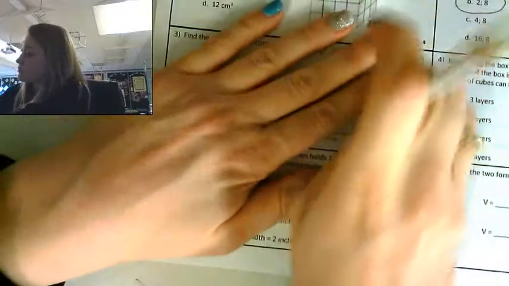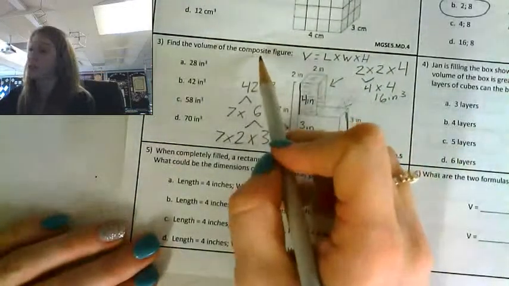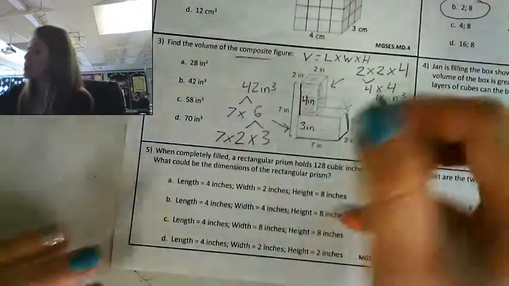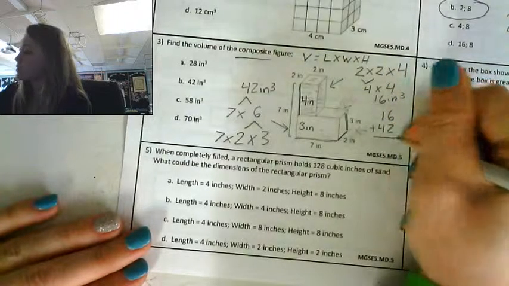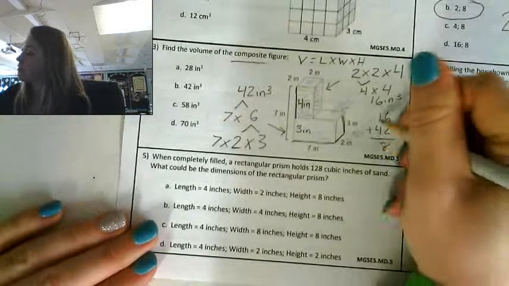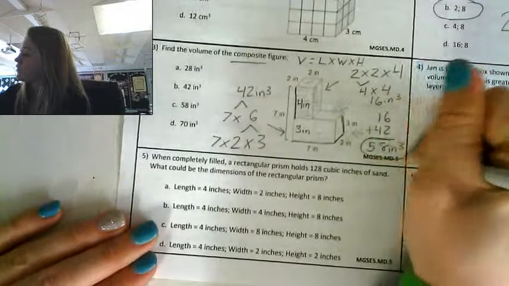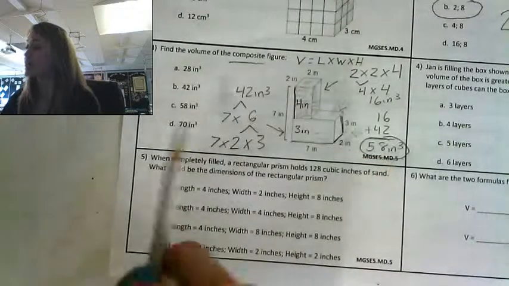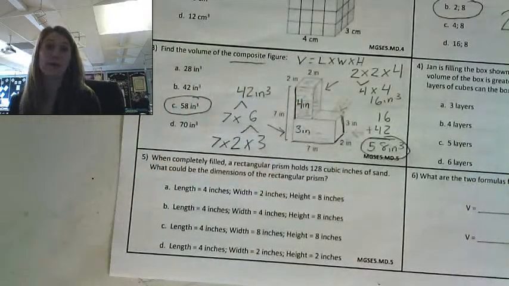So now what I need to do is add these two volumes together, because I'm trying to find the composite, or the combined volume. So I've got 16 inches cubed plus 42 inches cubed. 6, 7, 8, 4, 5. That's 58 inches cubed for the composite volume, the total volume. So I'm going to look for my answer over here, and there it is, C. So I know that's got to be correct.